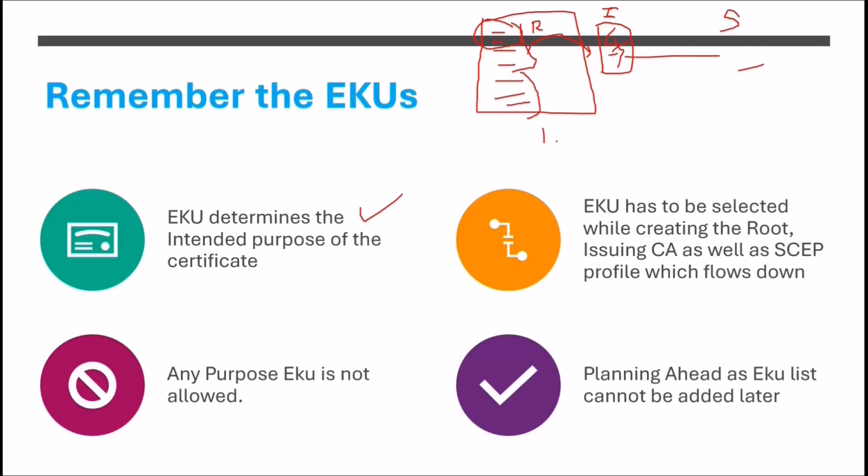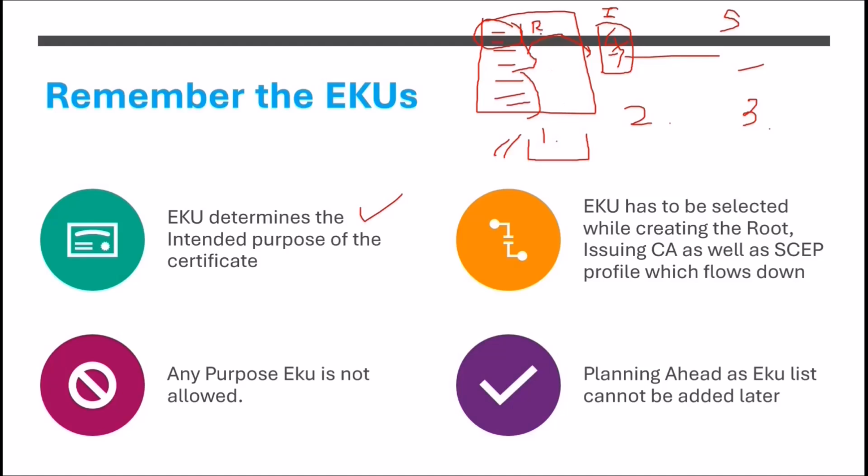First is in the root, when you're selecting the root CA. Second is when you're selecting the issuing CA. And third is when you're making the SCEP profile. Now this is the master list. So the recommendation is having as many EKUs as possible over here, so that later on you don't end up needing to add more EKUs, because later on you cannot add EKUs. You can only select the EKUs when you are making the CA, root CA or the issuing CA.